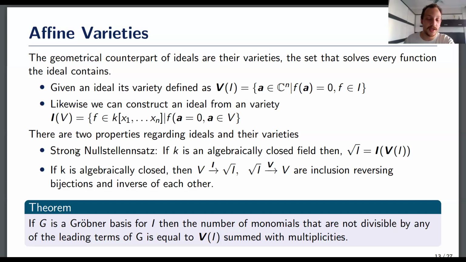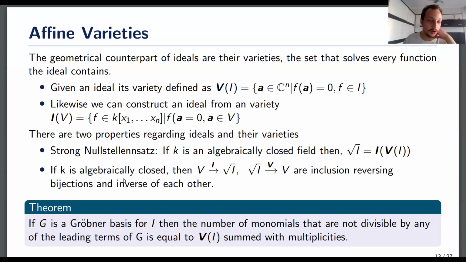And if K is algebraically closed, then if you take a variety to an ideal, it is equal to its radical. And if you take a radical to a variety, it is equal to its variety. These maps are inclusion reversing bijections and inverses of each other. Inclusion reversing means that if you take the variety of the intersection of two ideals, it equals the union of the varieties of the two ideals.